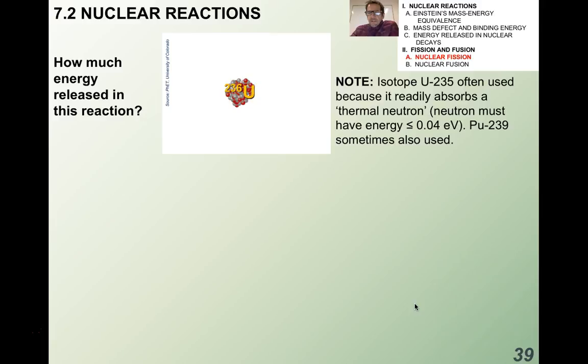Before we have this discussion, you guys have studied hopefully isotopes in chemistry, and different isotopes of the same element are just different versions of it that have different numbers of neutrons in the nucleus, but of course retaining the same number of protons, or they wouldn't be the same element. Okay, so the isotope U-235 is often used because it turns out that U-235 readily absorbs a thermal neutron. Okay, a neutron having a particular energy.